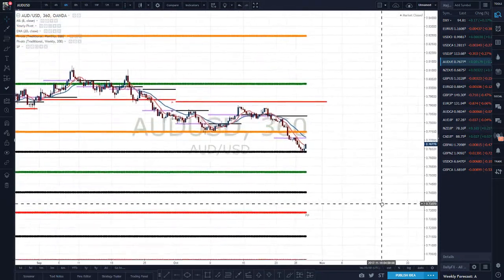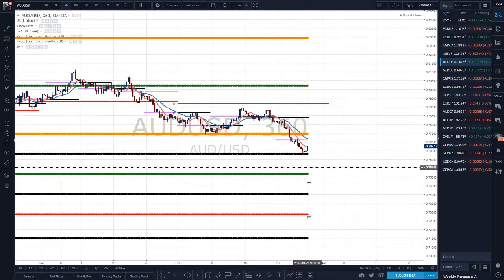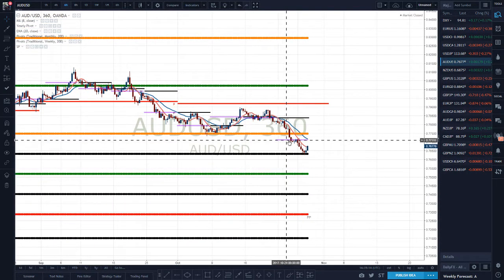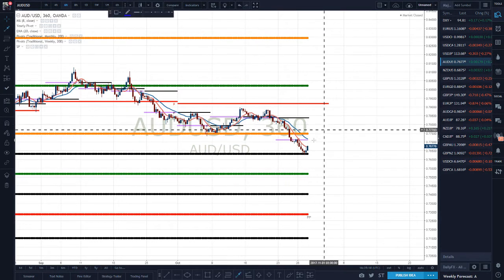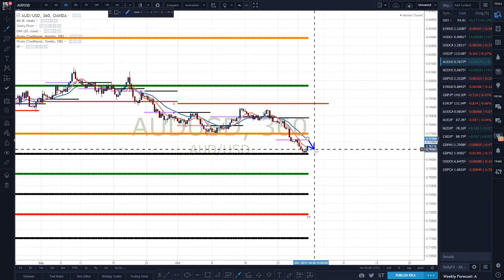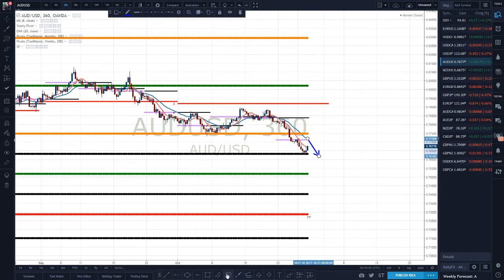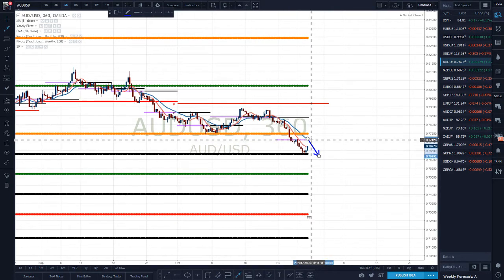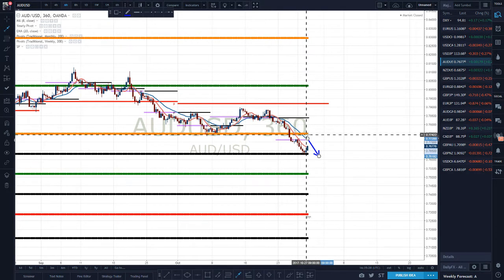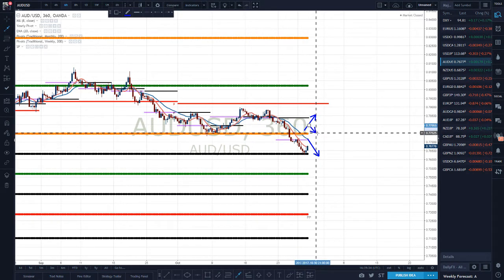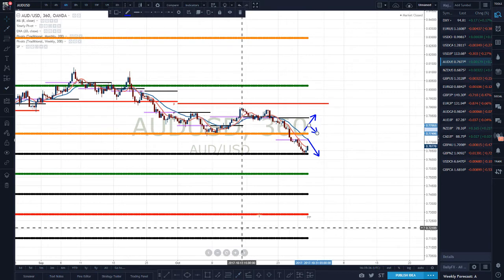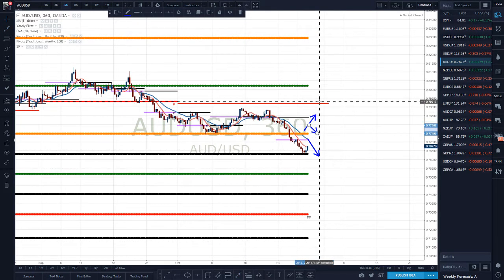Australian dollar, US dollar. Price is swinging at the pivot. The weekly pivot is just above. Look for this area to hold, and then for price to head back lower. If price does get back above it and it starts to hold, with the yearly pivot right here, you want to see price break out, come back lower, and then you can look for a buying opportunity for the price to head higher.